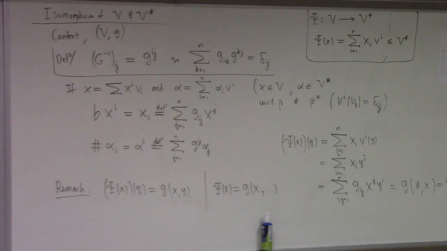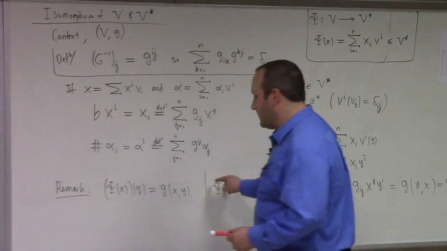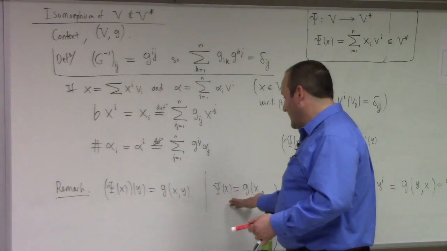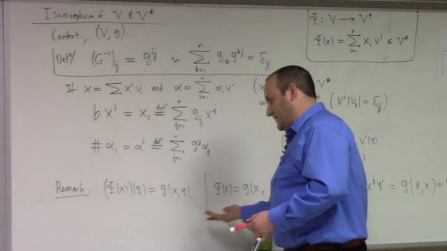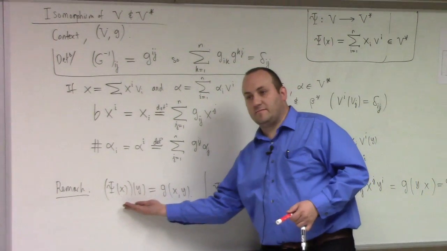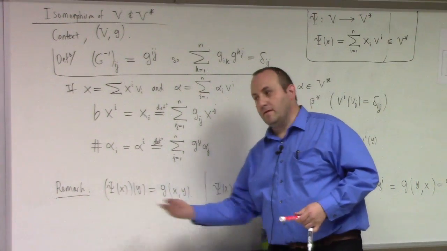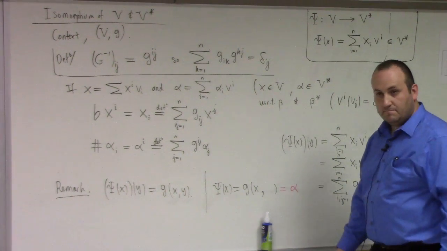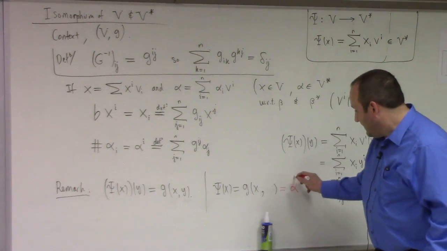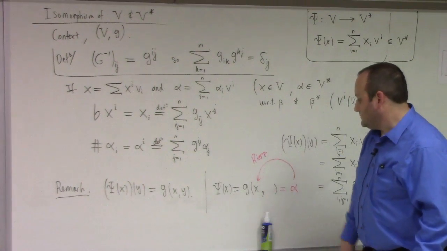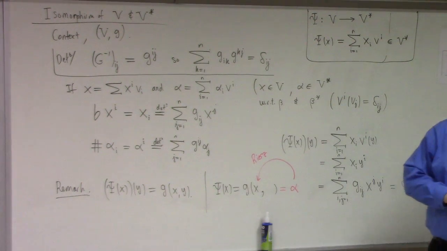Let me do one more step here. This is an operator, right? So if you're wondering, the meaning of this is over here. This is a shorthand for that, all right? And also, if I call this thing alpha, that right there is the Riesz vector.